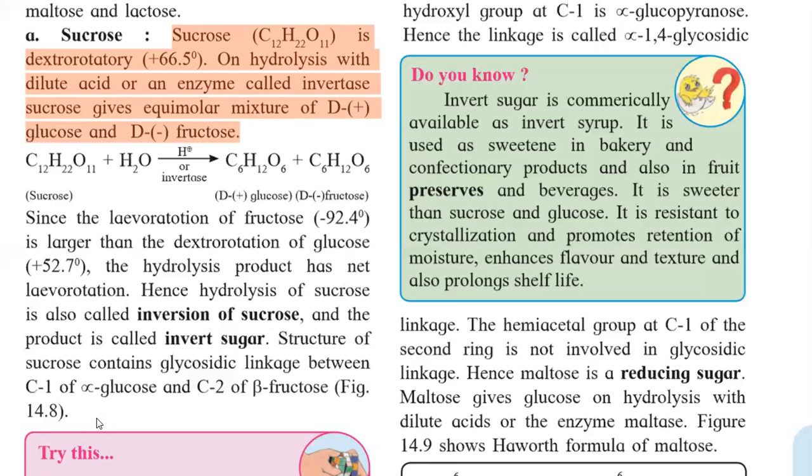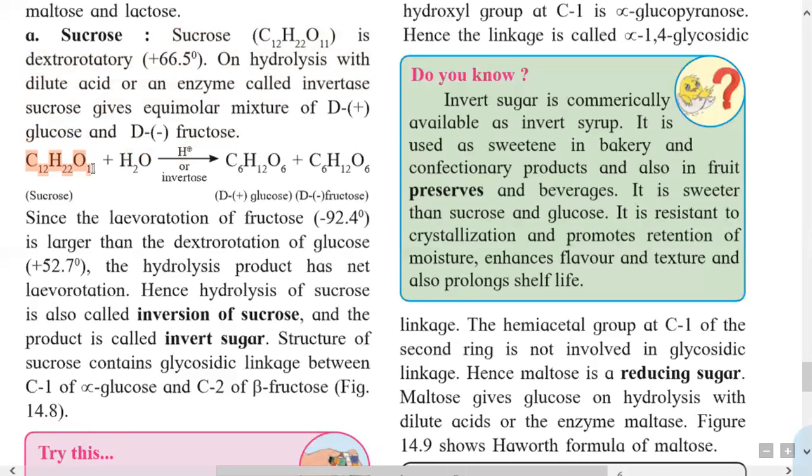And the reaction for hydrolysis of sucrose is C12H22O11, which is sucrose, plus H2O in the presence of dilute acid, that is H plus, or in the presence of enzyme invertase, we get C6H12O6 plus C6H12O6. Out of this, one molecule is glucose and the other molecule is fructose.